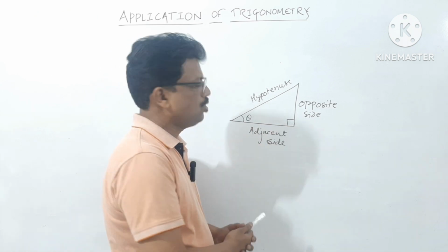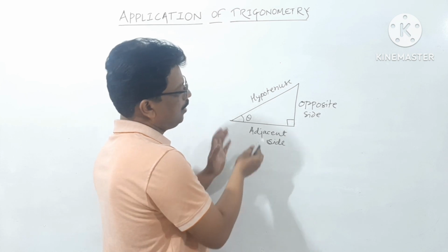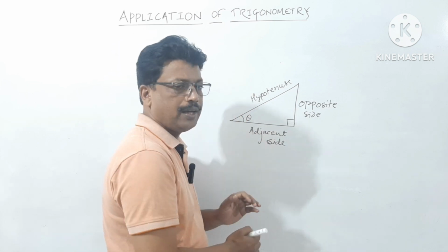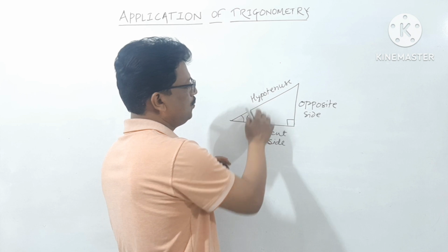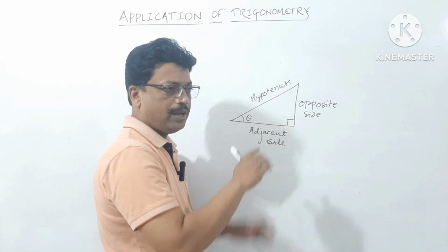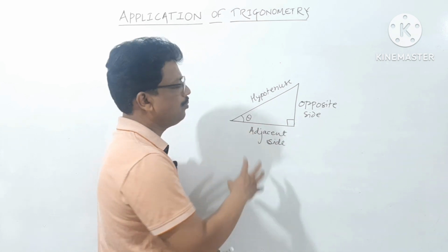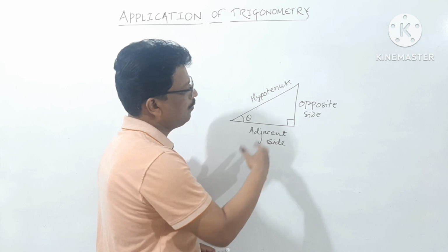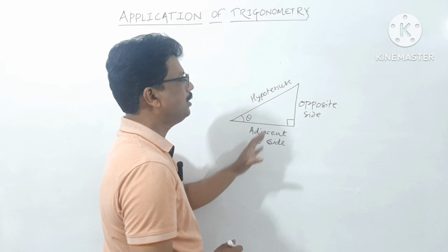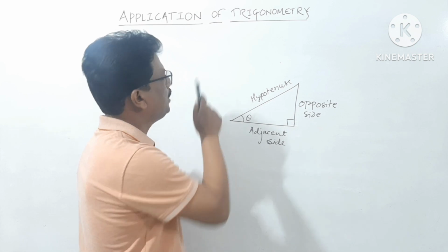Using the trigonometric ratio, we can find the opposite side, hypotenuse, adjacent side and theta. These are the four things we have. If we know any two of them, we can find the other things. So we use the right angle triangle and trigonometric ratios for the application of trigonometry.